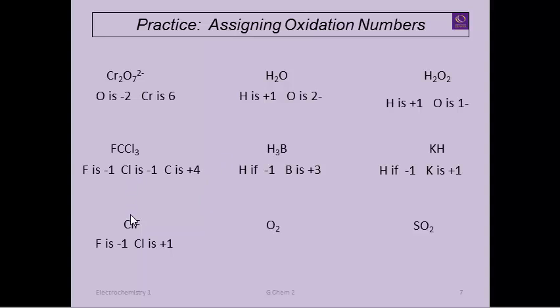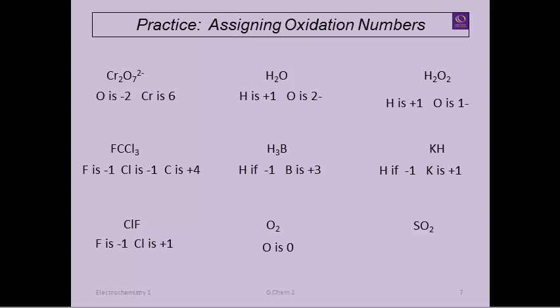Another example where between chlorine and fluorine, fluorine gets priority at -1. Chlorine picks up the difference. Overall, there's no net charge on this, so it has to sum up to 0. So in this case, chlorine gets the +1. Don't be fooled by this little guy here, right? Because this is an elemental element or a diatomic, so it gets assigned 0, right?